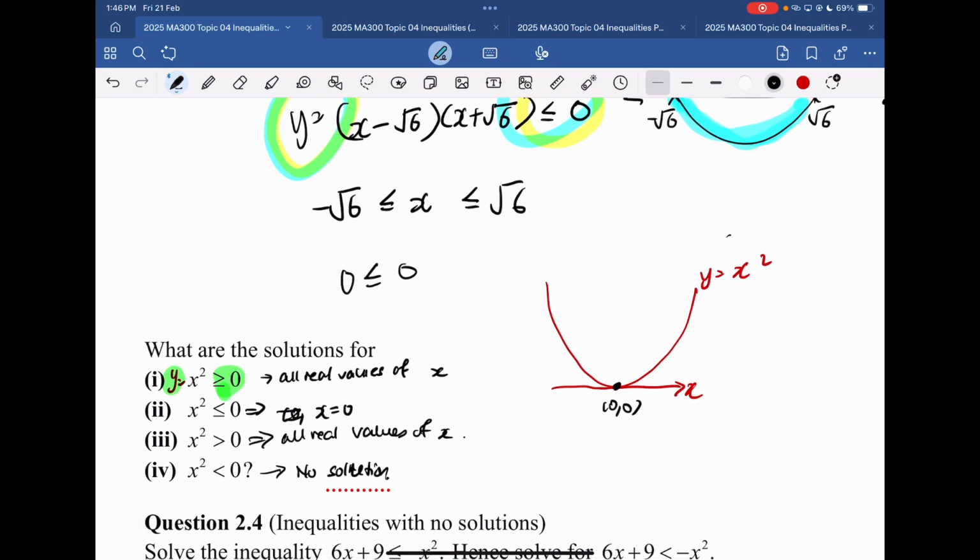All real values of x, except 0. Except 0, you're right. Because 0 will not give you this.